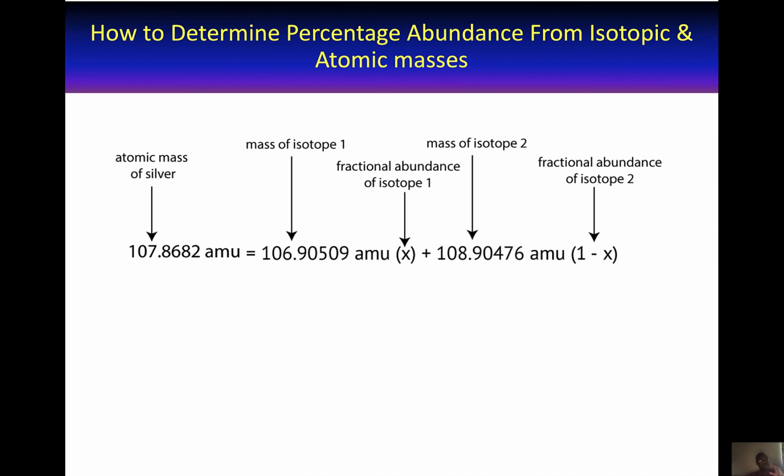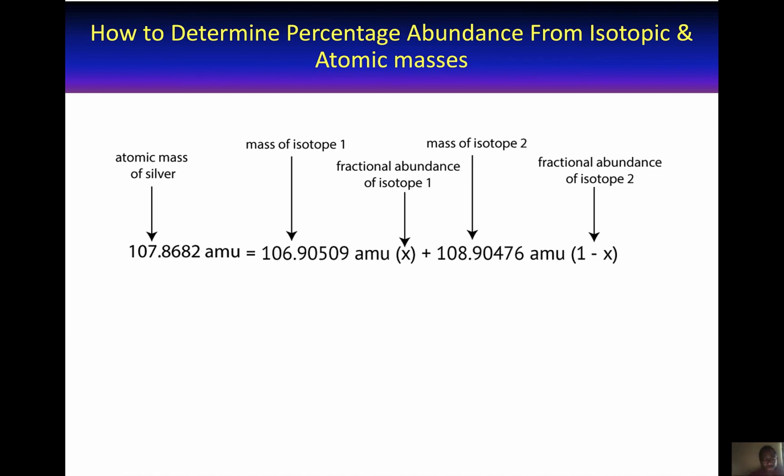So again, atomic mass of silver from the periodic table, fractional abundances add up to what? 1. So you let X represent the fractional abundance of one of the isotopes, and 1 minus X represent the other fractional abundance. Then you set up a linear equation like this and solve for X. Once you find X, you multiply X by 100 to get the percentage abundance of isotope 1, and then you subtract X from 1 to get the fractional abundance of isotope 2, then multiply it by 100 to get the percentage abundance of isotope 2.